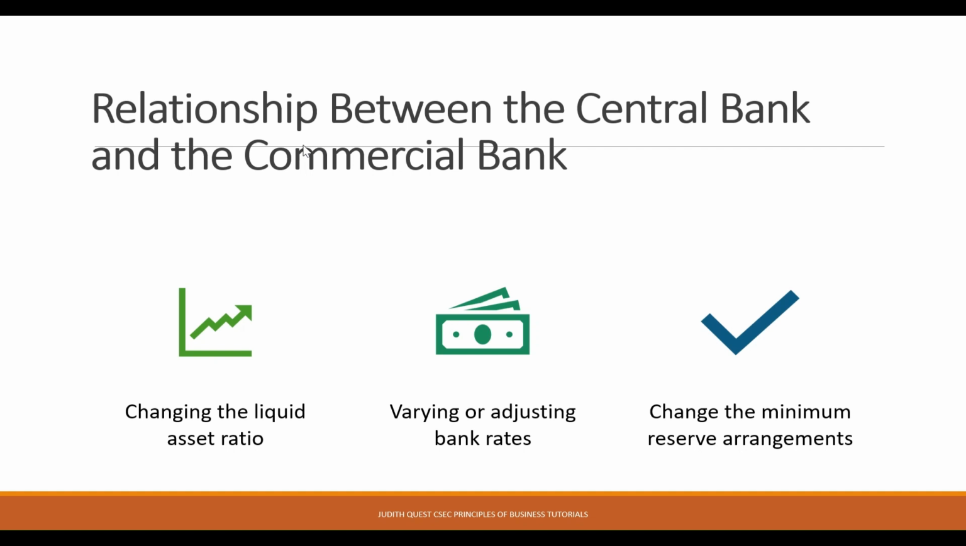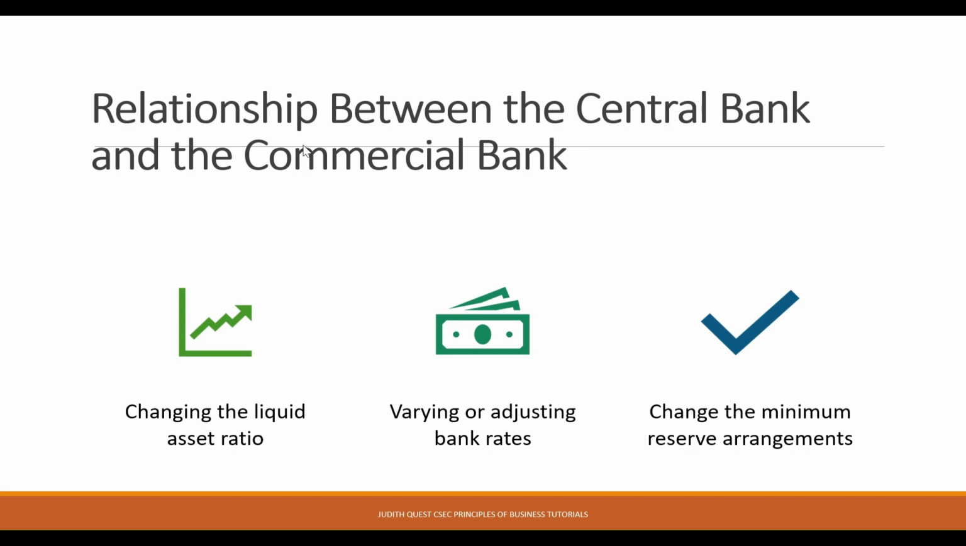Now, the second one we want to look at is varying, adjusting bank rates. That was just changing the liquid asset ratio. Now, the bank rate is also called the interest rate, as most of us would know it. It is the interest rate at which the central bank lends money to commercial banks, and this is usually a short-term loan.